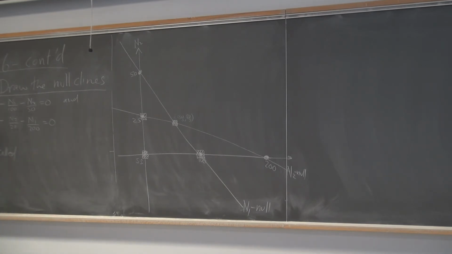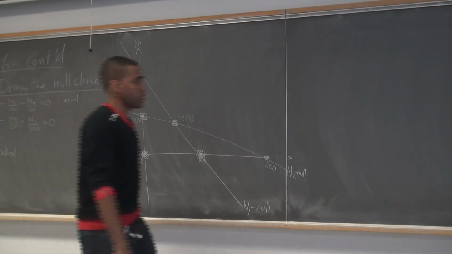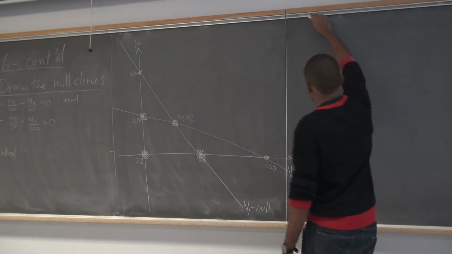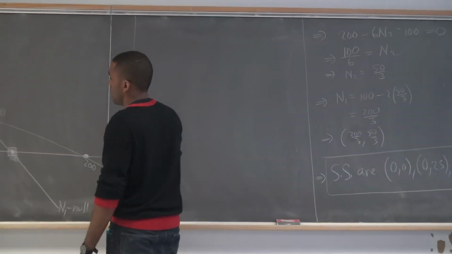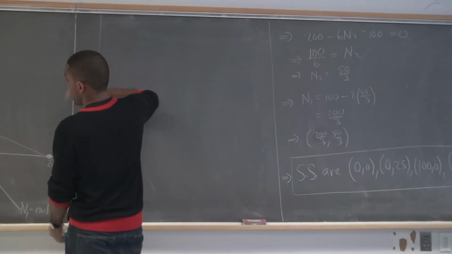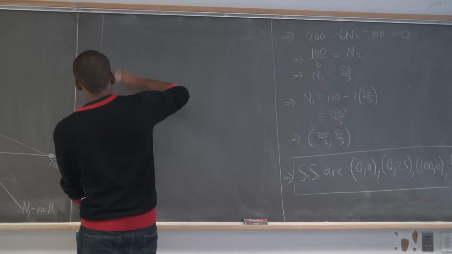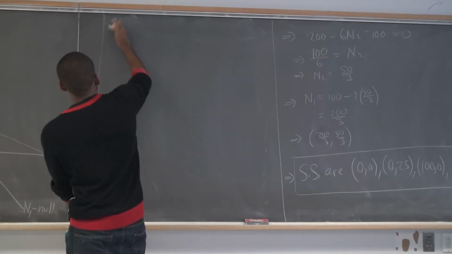And that's drawing the null clines. Did I put the arrows in a different step? Yes, I did. All right. So what we're doing here is sort of the equivalent of the stability graph that we did before. So now we're going to need the stability arrows.